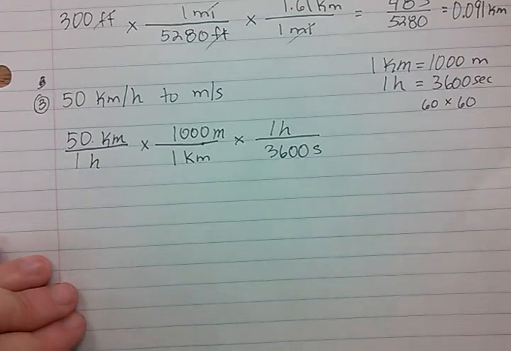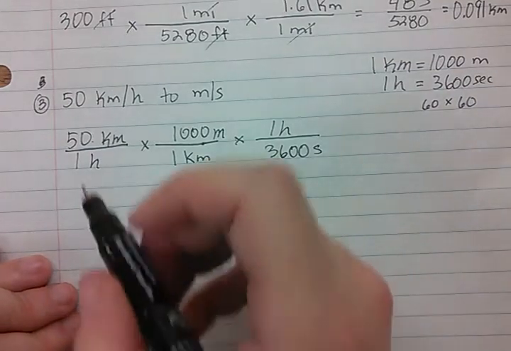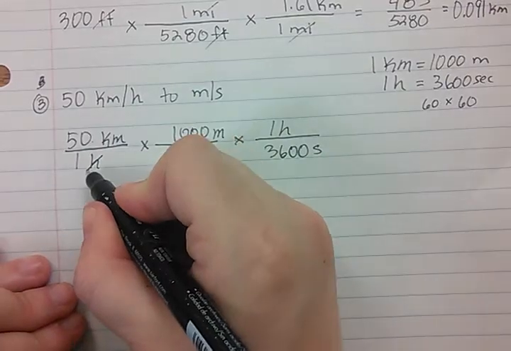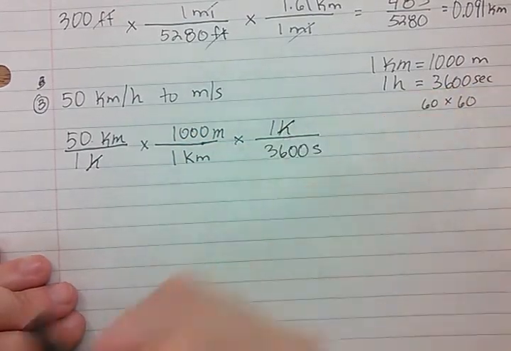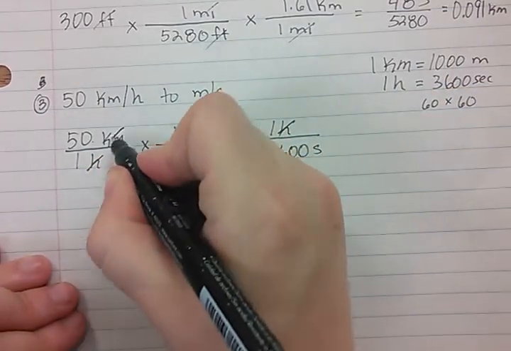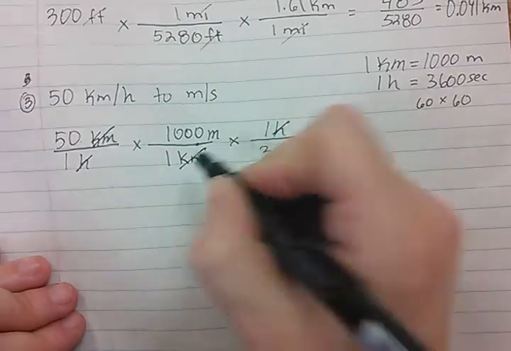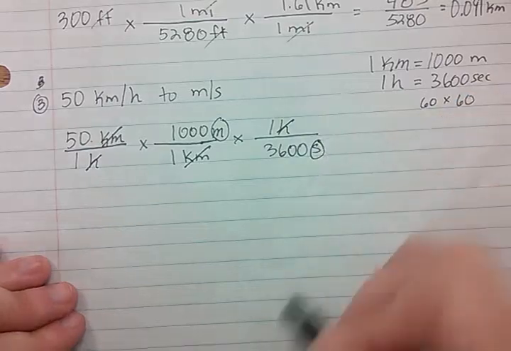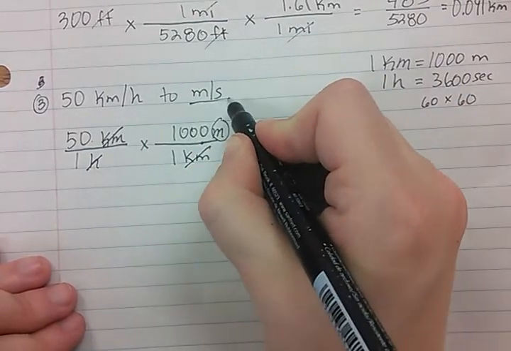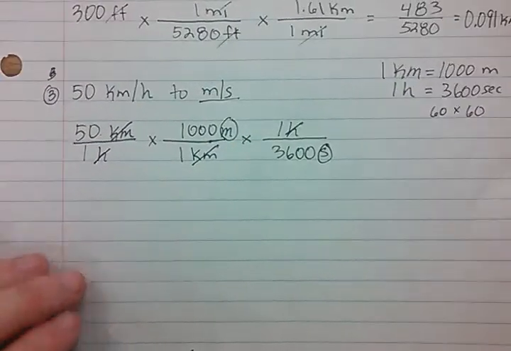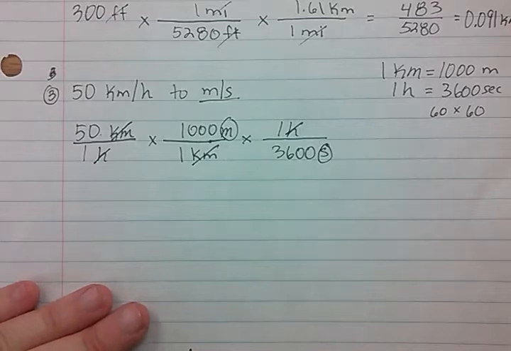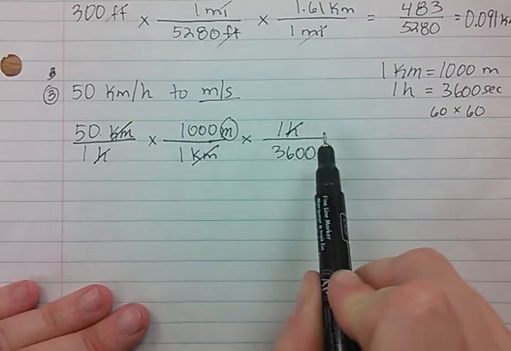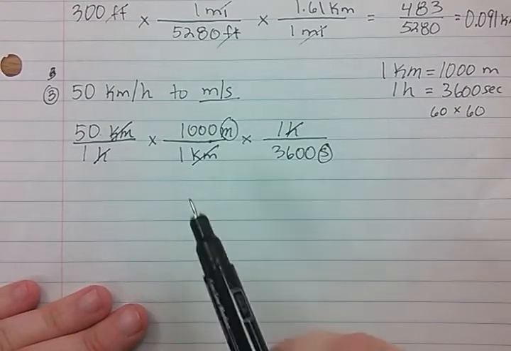So let's cancel out repeated units on top and bottom. This H cancels out with this H. Remember, that's hours. This kilometers cancels out with that kilometers there. And we end up with meters over seconds, which is what we want to end up with. Meters per second, M/S. Now we do what we normally do. We multiply everything on the top, divide by everything on the bottom.